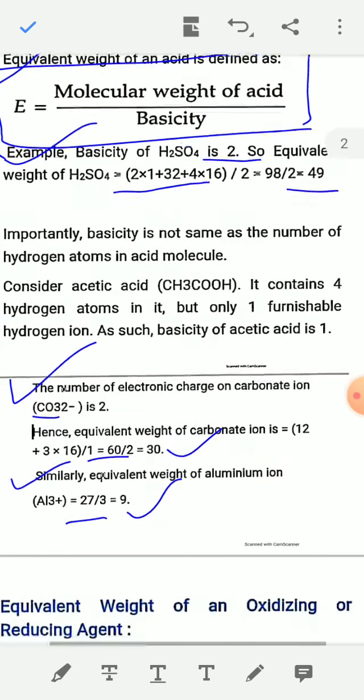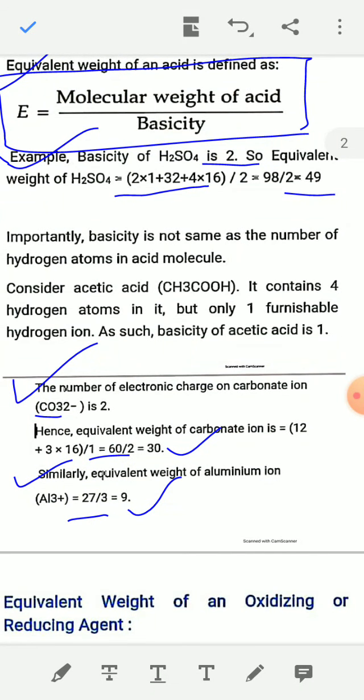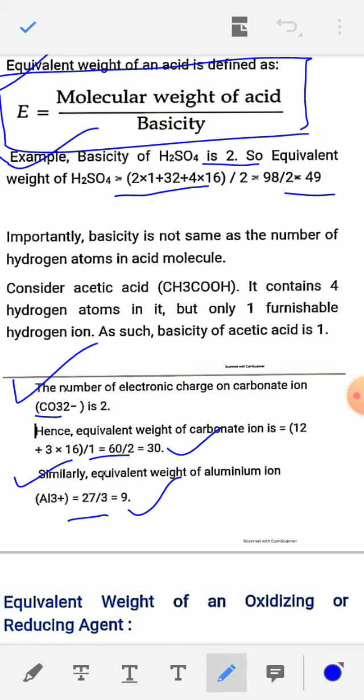But in some cases, basicity is not equal to the number of hydrogen atoms present in the acid. For example, in acetic acid, CH3COOH, there are a total of 4 hydrogen atoms. But acetic acid can release only 1 hydrogen atom in aqueous solution. So basicity of acetic acid in aqueous solution is only 1. So equivalent weight of acetic acid is equal to molecular weight of acetic acid divided by 1.